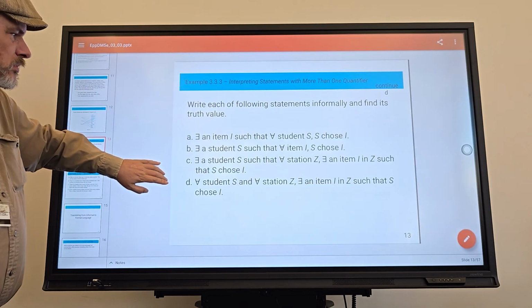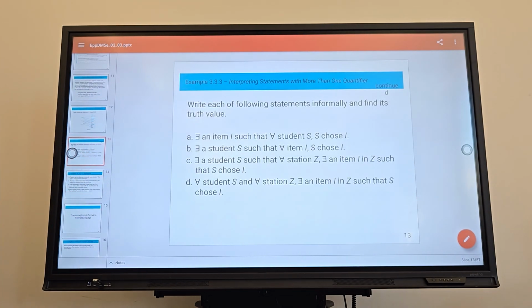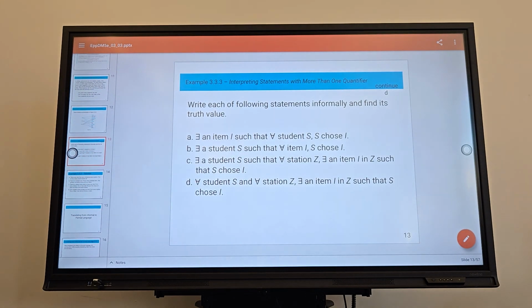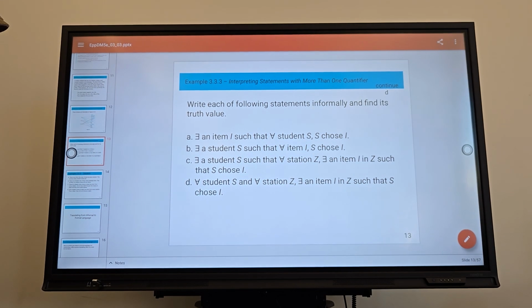All right. There exists a student S such that for all items I, S chose I. So there's a student that chose one of every item. That's false because nobody picked every item. All what, 7 items? No, 9 items.